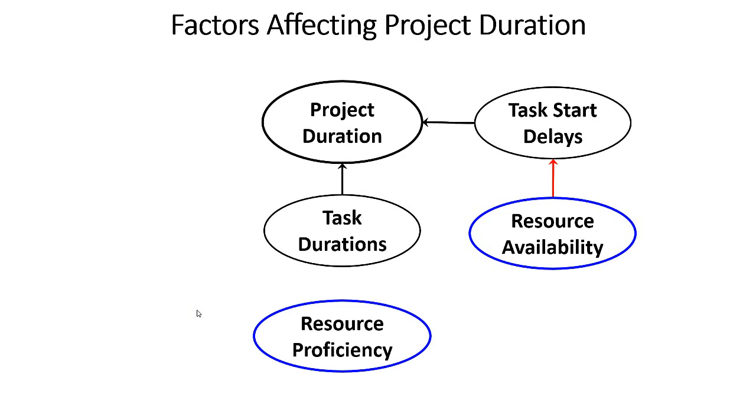How about another important factor, your resource proficiency, how well your resources are able to perform the tasks in your system. The more proficient a resource is, the less time it's going to take to perform a task. So this ultimately is going to lead to a reduction in project duration because we're going to decrease task durations, it'll decrease the project duration.